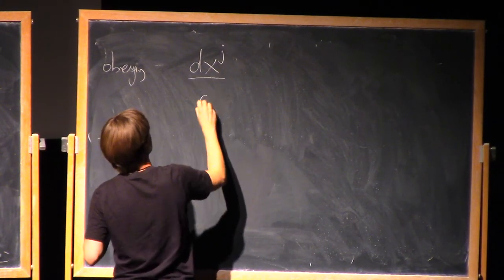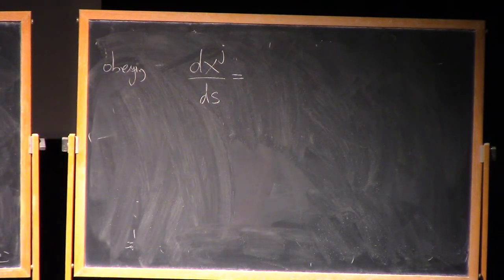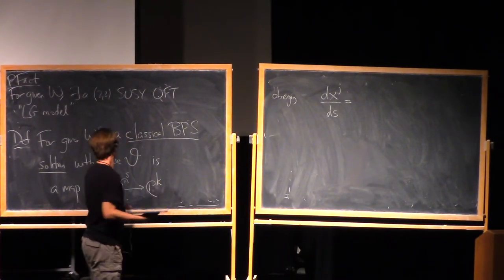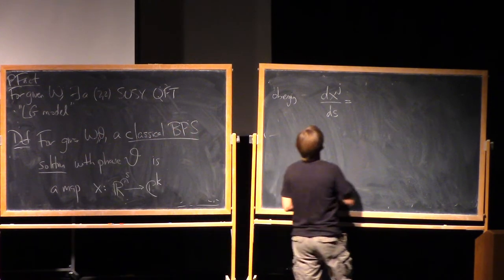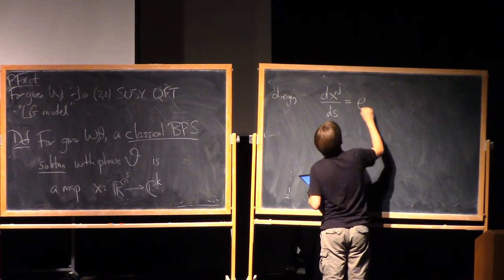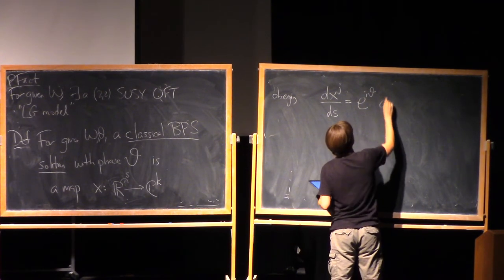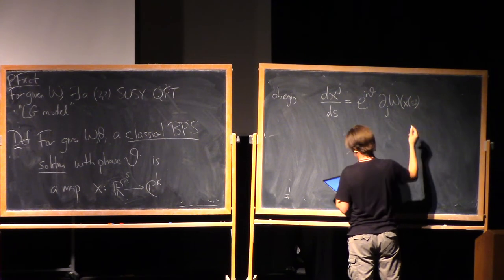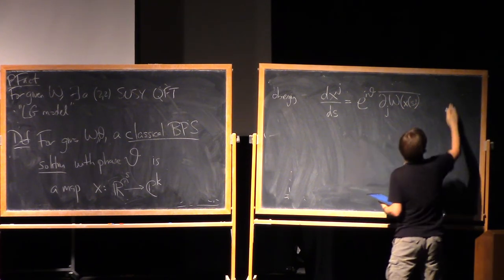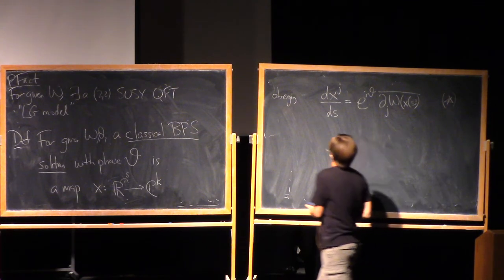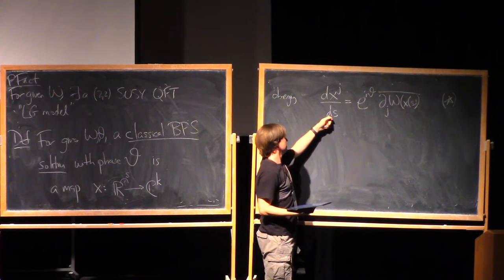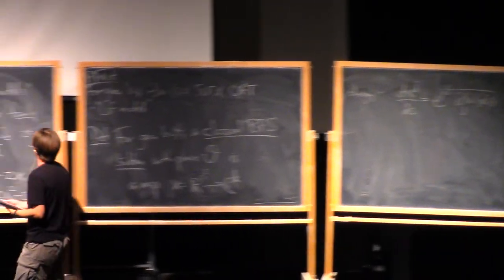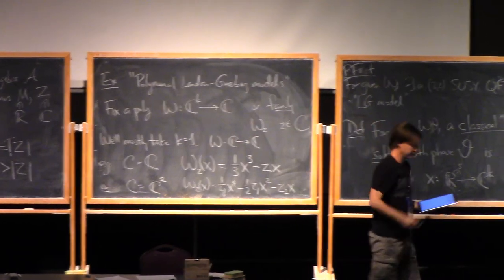The equation is dx_j/ds. This R, I'll think of as parameterized by a coordinate s, so think of it as being space. This is a theory in one space and one time dimension, and this is going to be just a function of the space. dx_j/ds is equal to e^{i theta} times the jth derivative of W evaluated at x of s. There's our equation. It's a first order differential equation, so it just determines the evolution of this thing as a function of s. You're just describing a point in C^k evolving as a function of s according to this equation.